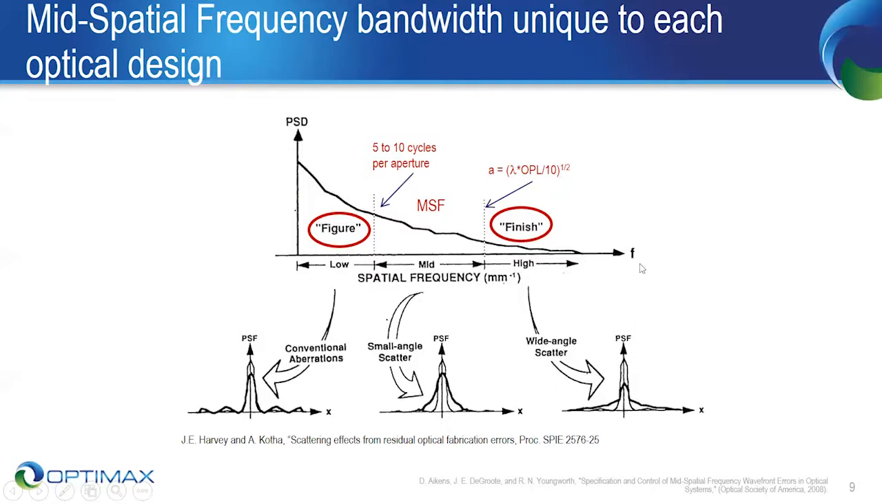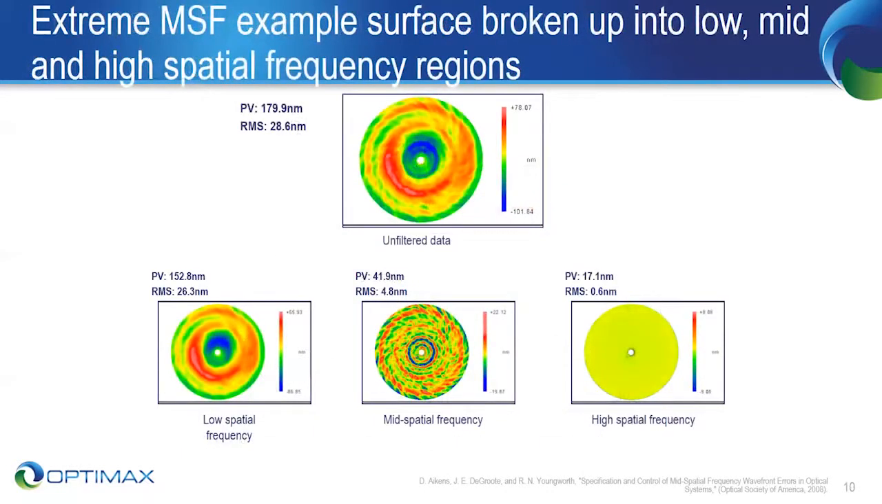But in the middle, your mid-spatial frequency error, this is where your small angle scatter is happening, or your blur. And the reason I'm introducing this PSD plot like this is because it is unique to each optical design. However, at the same time, many times the features that fall within this mid-spatial frequency region, for a lot of your optics that tend to be within what I call handheld systems, between, say, 100 millimeters and 400 millimeters, typically occur because of sub-aperture tool polishing.